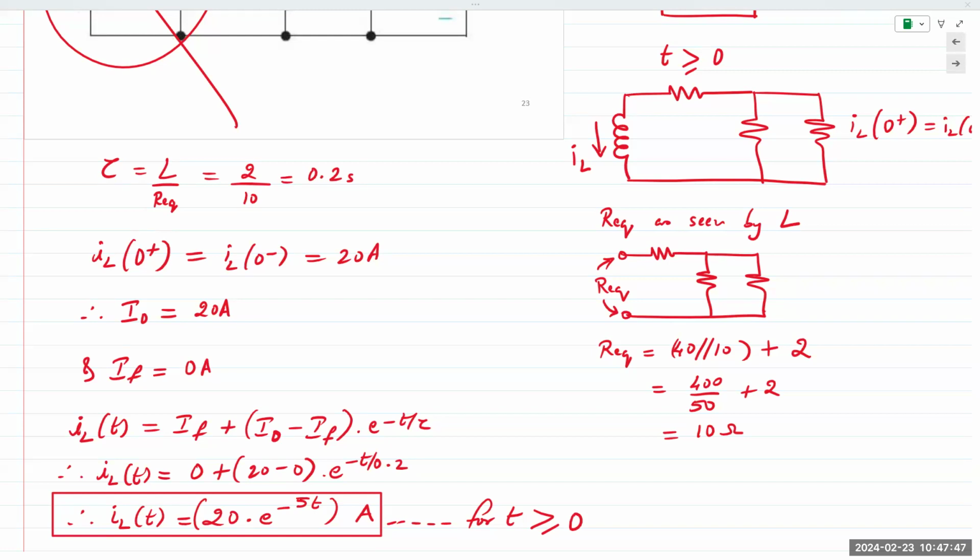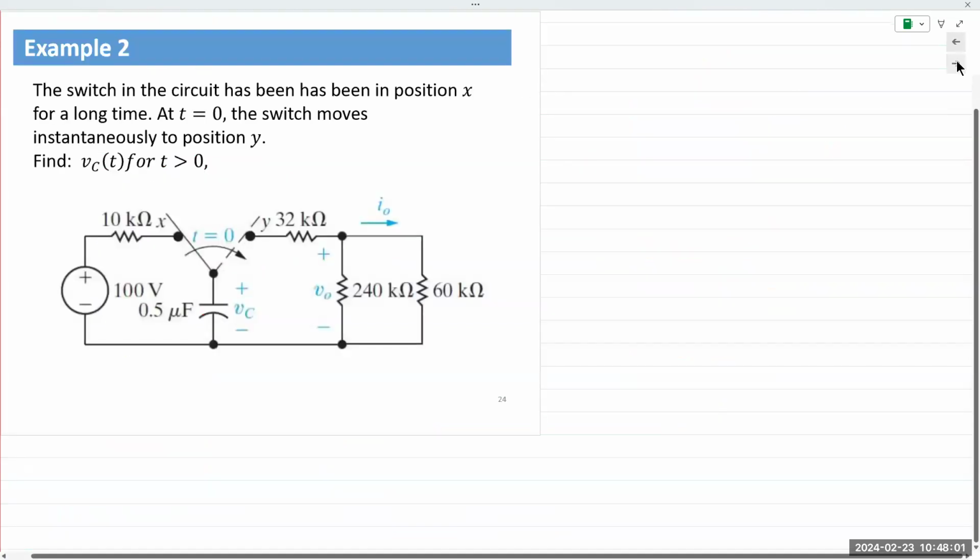All right, any questions before I move on to example 2? All right, example 2 is very similar, except this time we use a capacitor. Same problem statement, or similar problem statement.